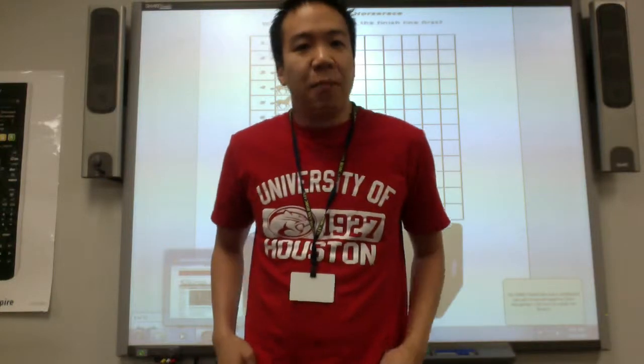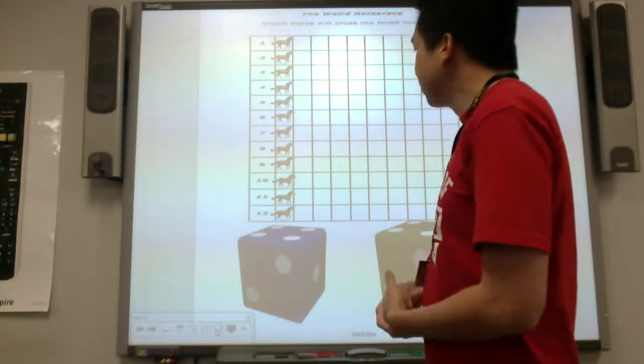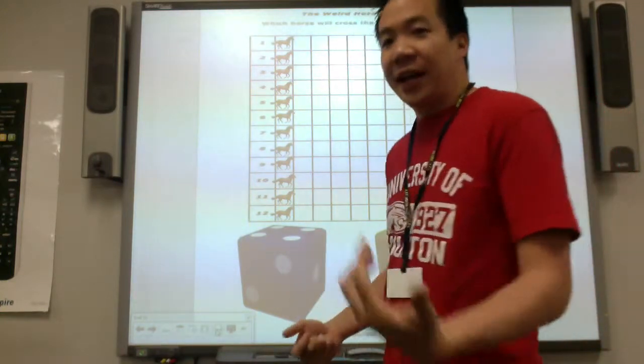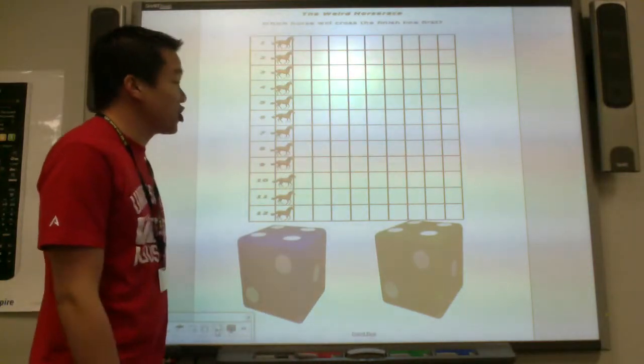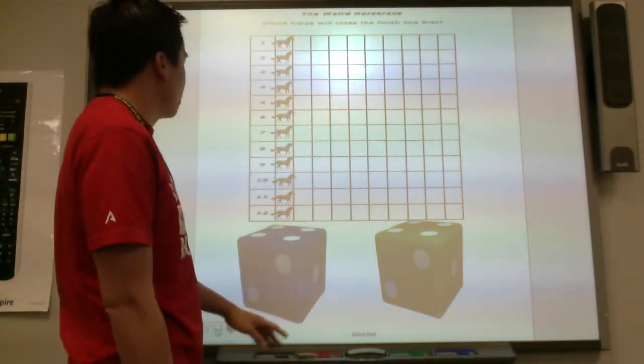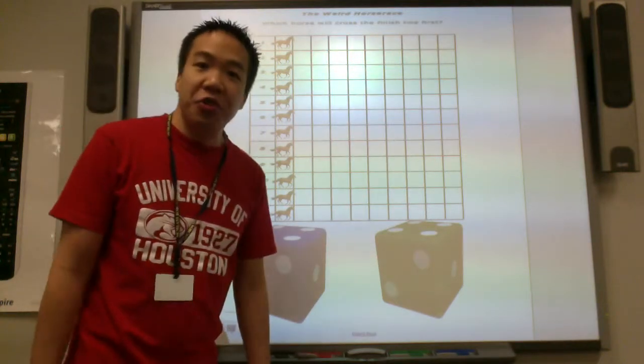Part two, probability of simple events. So let's talk about number cubes, aka dice. Which horse will cross the finish line first? There are 12 horses right here, numbered from 1 through 12.